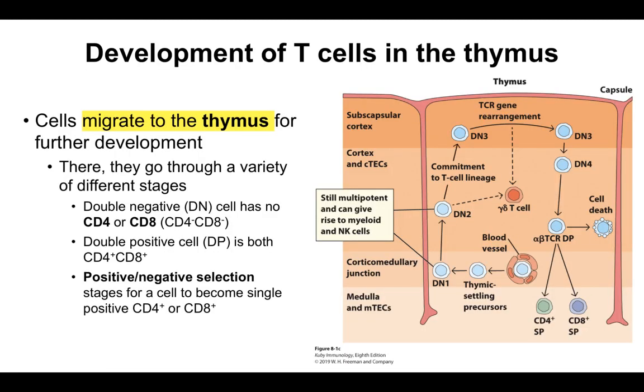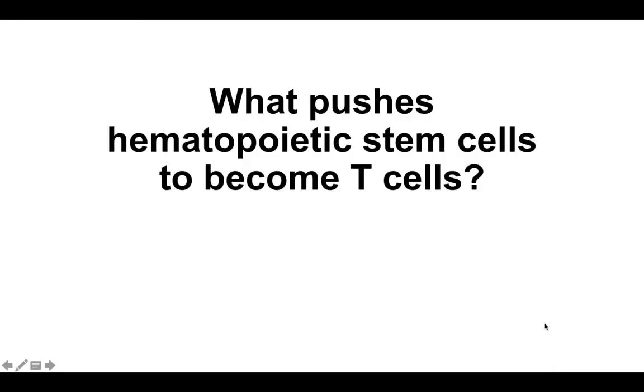And the main big picture stages of T cell development is that they go through a period of time where they're double negative, meaning that they don't have CD4 or CD8 on their surface. Then they rearrange their TCR genes, and then they become double positive for both CD4 and CD8, and then depending on whether or not they interact with MHC1 or MHC2, they will become single positive for CD8 or CD4 cells.